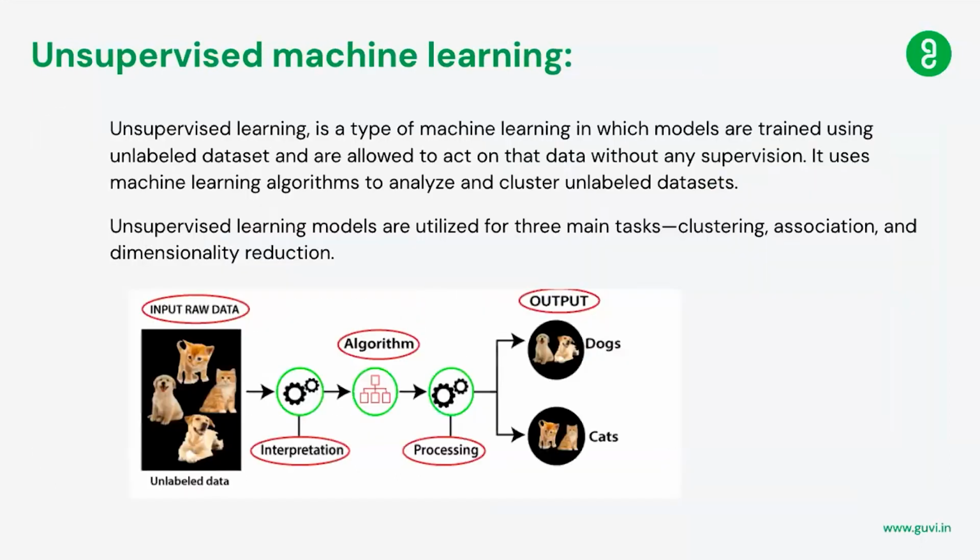Let's look at unsupervised learning. So unsupervised learning is, as I told you, when you don't have the labels for the data and you want your model to understand patterns from the data itself, right? So these unsupervised learning models are used for three main tasks: clustering, association, and dimensionality reduction.